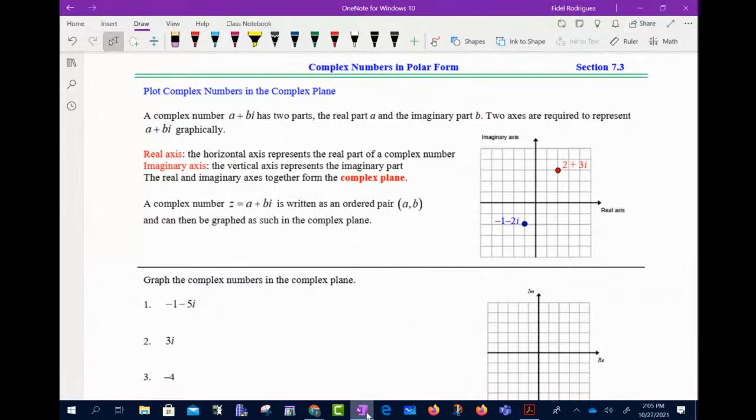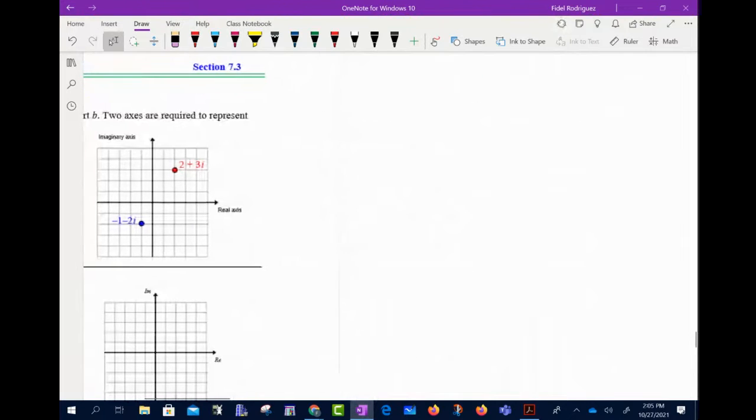Okay, so complex numbers in polar form, 7.3. We're going to talk about how do we plot complex numbers in the complex plane. So a complex number a plus bi has two parts, the real part a and the imaginary part b. So two axes are required to represent a plus bi graphically. Okay, so guys, before we actually talk about how to plot complex numbers, do y'all remember what imaginary numbers are? Yeah, so let's go through just what's an imaginary number. Okay.